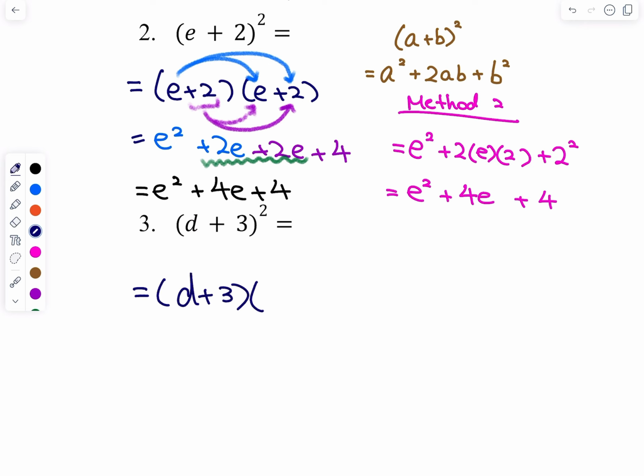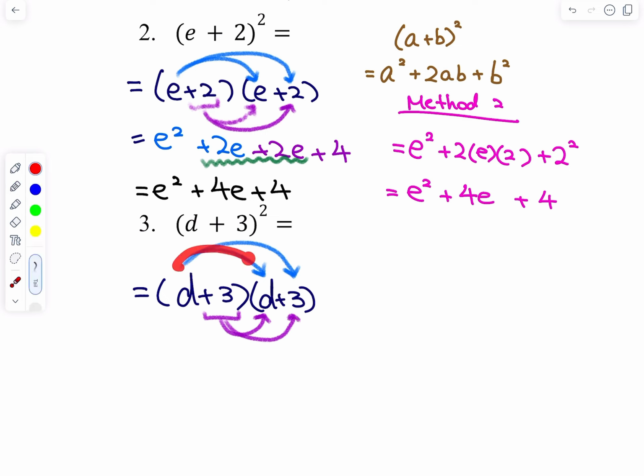repeated how many times? Yes, and if you think I'm going too quick, remember that you can always pause the video and then we try to understand it. So the first part, d times d, what do we get? D times d, you can get it as d squared. And d times 3, 3d.